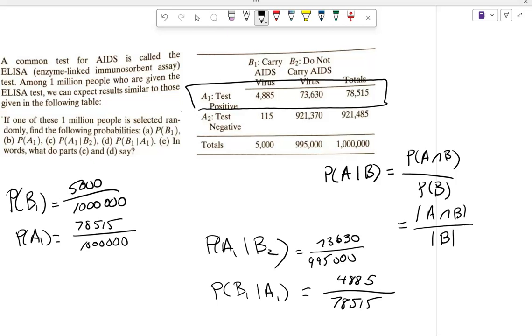This says you do carry it, right? So that would be what we want. Given that it's positive, you actually have it. That's kind of the accuracy of the test, isn't it, if you will? Yep.